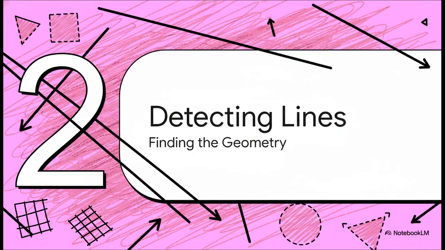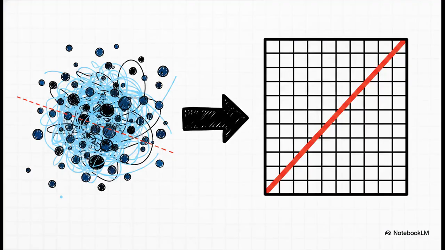Moving right along to section 2, detecting lines. This is all about finding the geometry. So, one of the dominant techniques for doing this is called the Hough transform. Now, I know that sounds a little intimidating, but in plain English, it's really just a mathematical tool used to find points that form a straight line, even when the image is super noisy or parts of the line are totally hidden. It essentially takes points on an image and maps them into an entirely different mathematical space where finding straight, continuous lines just becomes a matter of simple geometry.